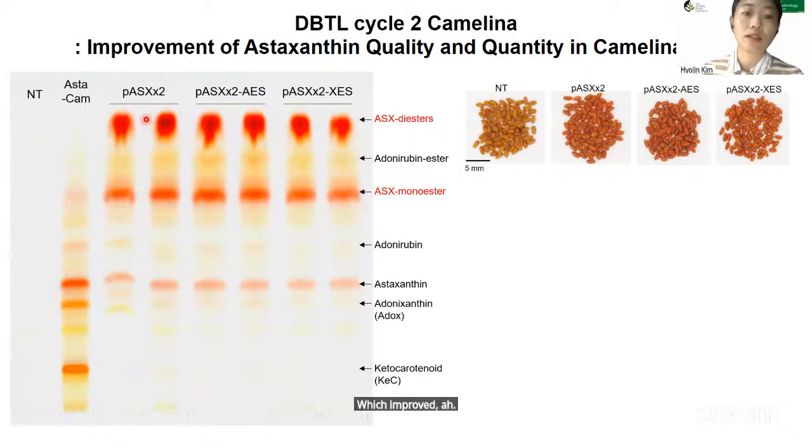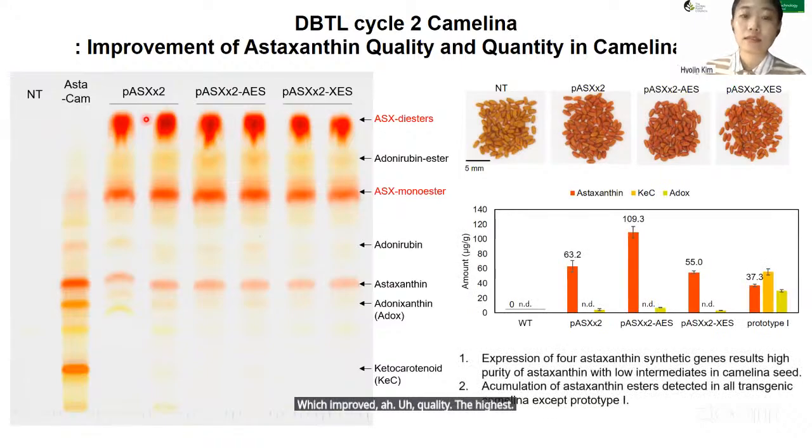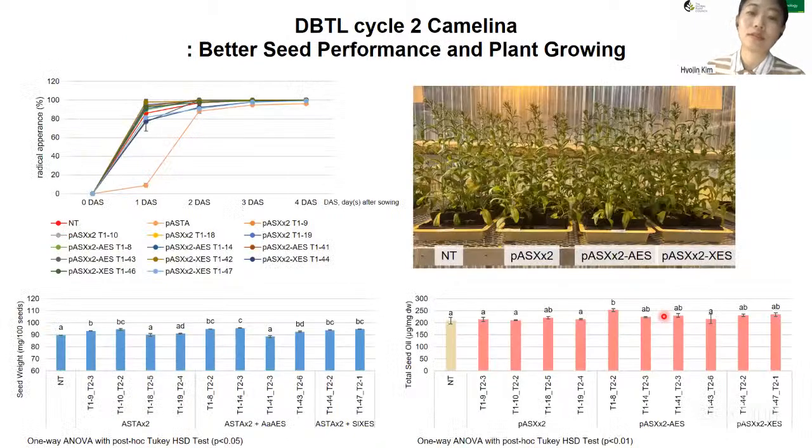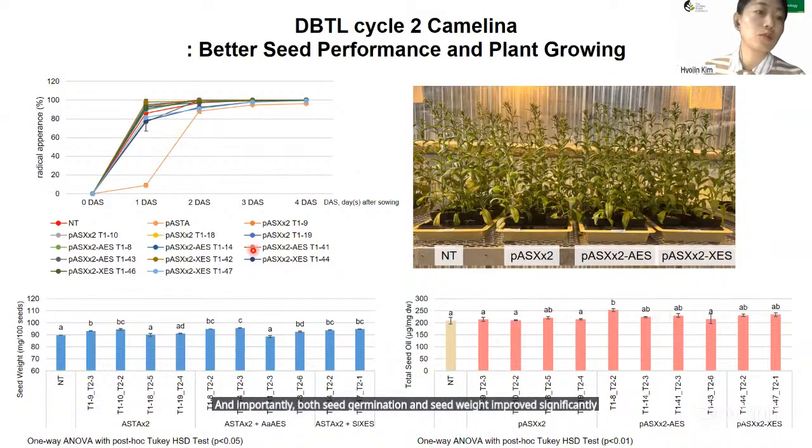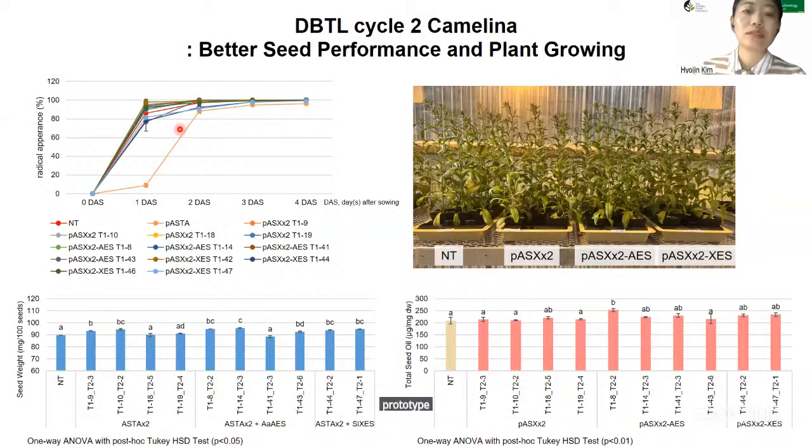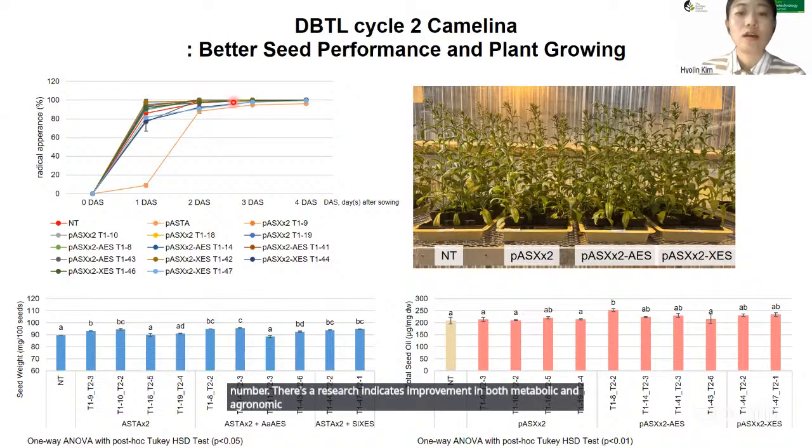Camelina engineered with the enhanced construct accumulated a high purity of astaxanthin and produced astaxanthin esters, which improved the quality. The highest astaxanthin content was found in camelina engineered with Adonis ester synthase genes. And importantly, both the seed germination and the seed weight improved significantly compared with prototype 1. This graph shows the germination result. This orange line represents prototype 1, which shows a delayed germination, but others look normal. This result indicates improvement in both metabolic and agronomic optimization, which is exactly what we aimed for in DBTL cycle 2.